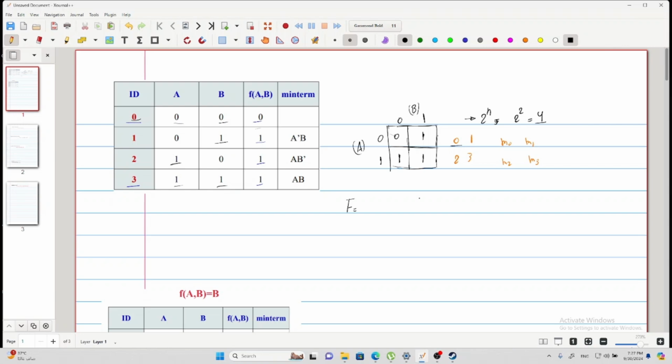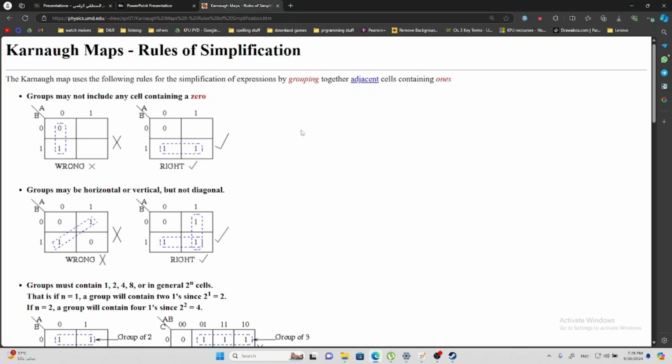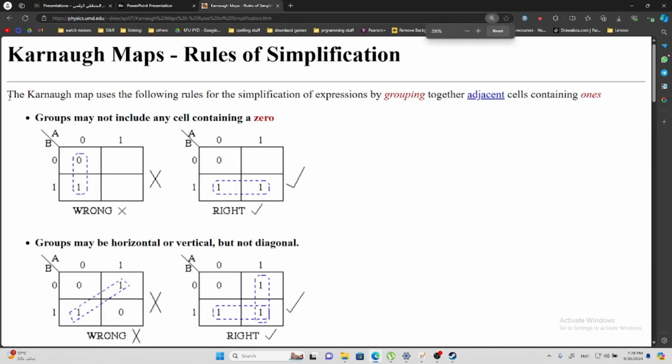So how to do such a thing? First, there are a couple of rules. These rules are very important, even though they are a bit long. But once you apply these rules, they will become very easy, because you just know these rules and apply them in doing the problems. So let's go over these rules. Let's make this a bit bigger.